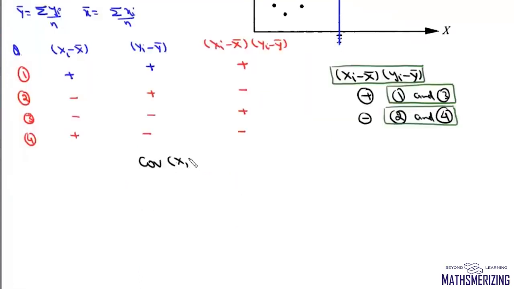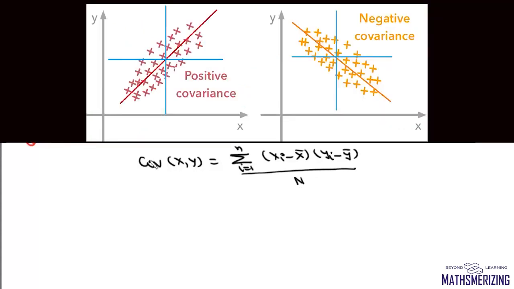Covariance of x and y is defined as summation i varies from 1 to n, xi minus x bar into yi minus y bar, upon n for population, and for sample it will be n minus 1. So if covariance is positive, then there is a positive linear relationship between x and y.